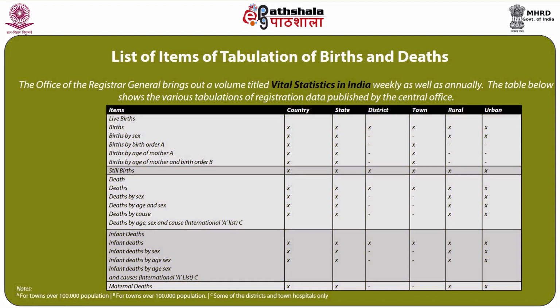Next is the tabulation. When the important indicators are captured and registered, how the data has to be presented is the main aspect of tabulation. The Office of the Registrar General brings out a volume titled Vital Statistics in India, weekly as well as annually. The table below shows the various tabulations of registration data published by the Central Office of the Registrar General. The various list of items of tabulation of births and deaths clearly reflects how the data flow is maintained, and the way in which it has been tabulated is understandable.